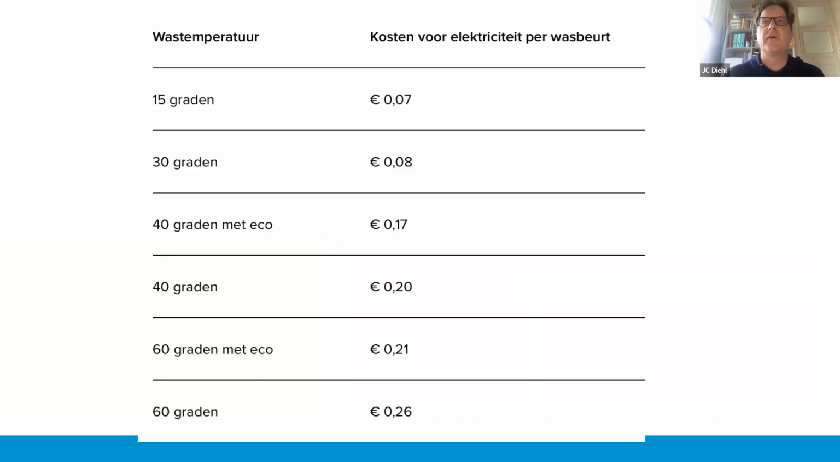And here you see another example of how much energy is being consumed by the different types of washing programs. You see here, it says in Dutch kosten voor elektriciteit, which means the cost of electricity per wash cycle. And then you see here, for a 60 degrees program, you will consume 26 cents of electricity. Well, for a 30 degrees program, you only will use 8 cents. It means that you only use 1/3 of the amount of electricity for washing on 30 degrees compared to 60 degrees. So there are big gains to get there.